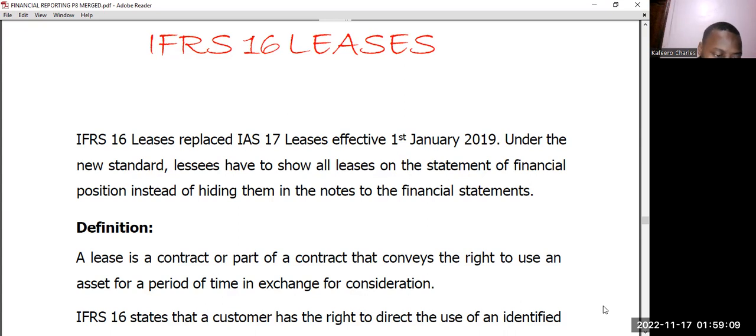Today we are going to be proceeding with our series with financial reporting, and we are going to be looking at IFRS 16 Leases.